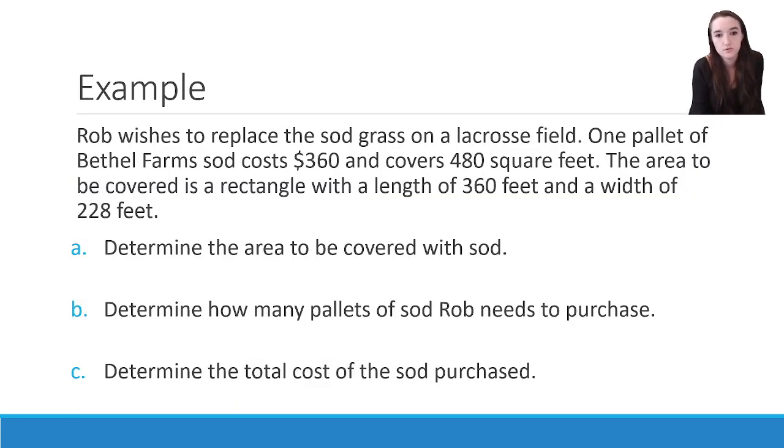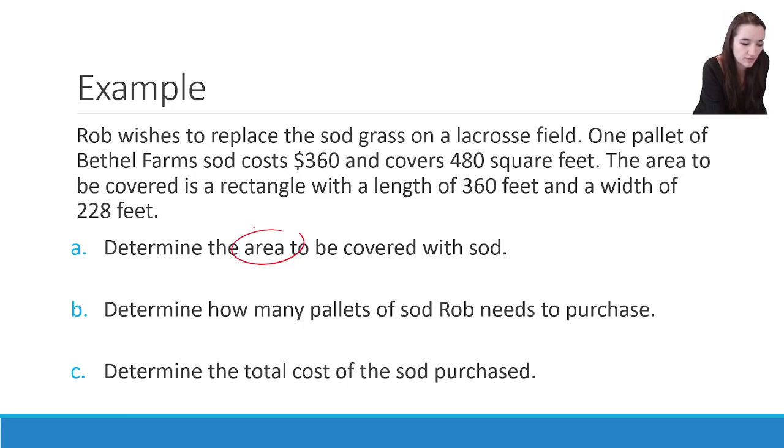Now, for example, if we want to apply some of these area and perimeter formulas to some verbal problems, we'll start with: Rob wishes to replace the sod grass on a lacrosse field. 1 pallet of Bethel Farms sod costs $360 and covers 480 square feet. The area to be covered is a rectangle with a length of 360 feet and a width of 228 feet. We want to determine the area to be covered with sod, determine how many pallets of sod Rob needs to purchase, and then determine the total cost of the sod purchased.